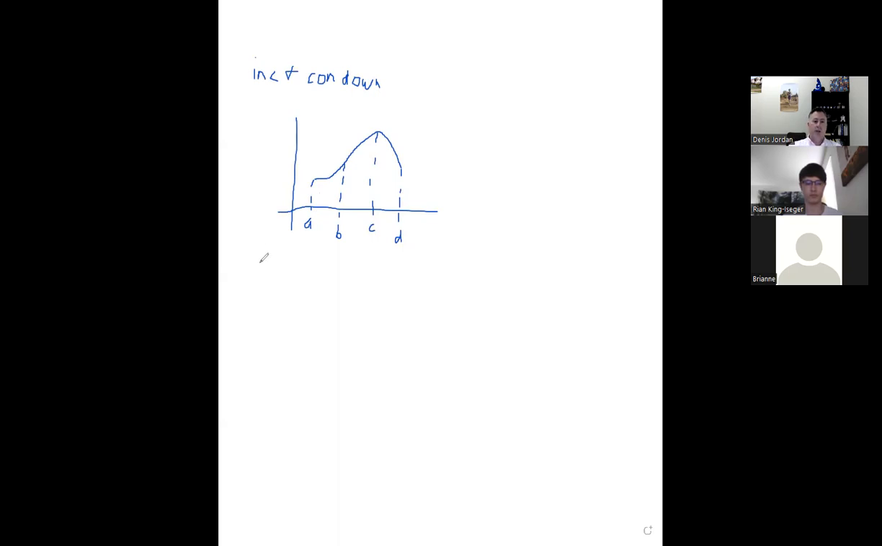So if you look at the first interval, A to B, is it increasing? Yes. Is it concave down? No. Okay, so that first one's out. From B to C, is it increasing? Yep. Is it concave down? Yes. From B to C, it's concave down. Okay. And then from C to D, it's not increasing, so that one's out. So the only option that's doing both is from B to C.